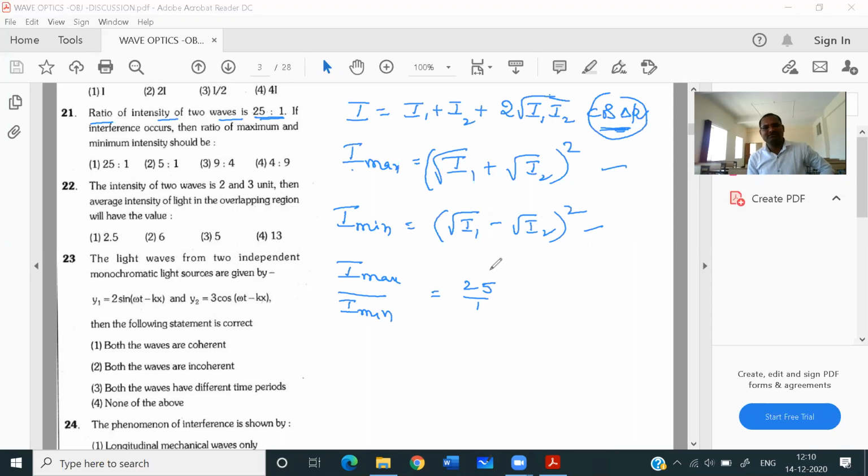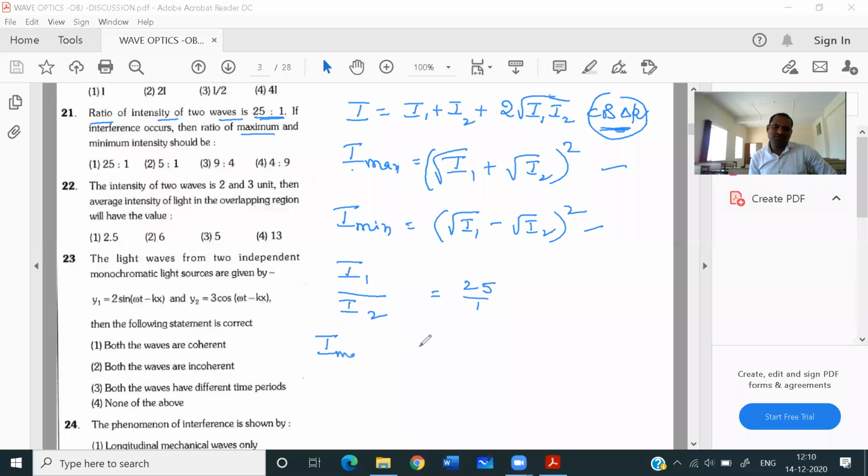Okay, we want the ratio of maximum to minimum intensity. The ratio of intensities of two waves, I1 and I2, is given as 25:1. They are asking what is the ratio of maximum to minimum intensity. Okay, I maximum, how much, right?